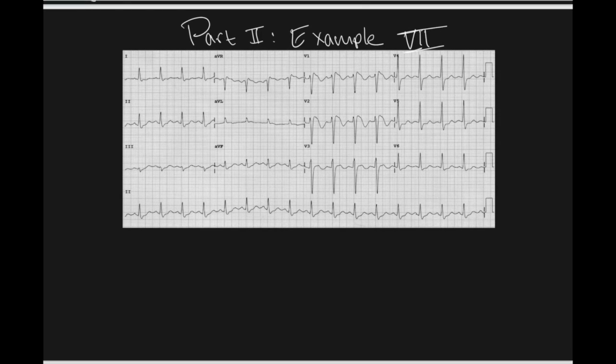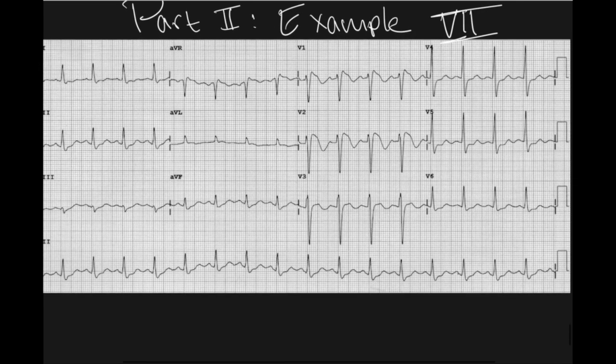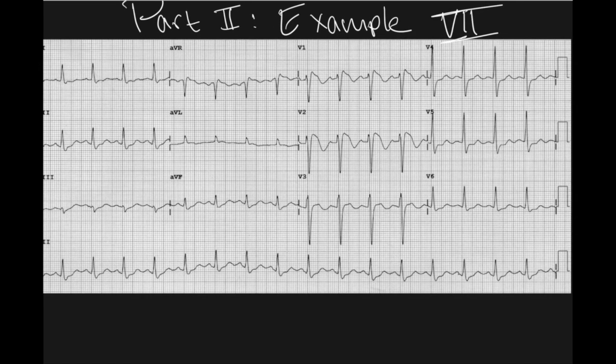Moving right along to the 7th example. Do your thing, guys. Go through the 5 pattern and then go through each lead and then join me when you're ready.